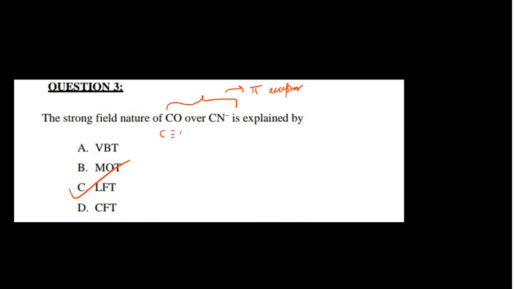Carbon triple bond oxygen has empty pi antibonding molecular orbitals. They can accept electrons from the metal, so they can form back bonding from the metal. They are the acceptor ones. But if you compare carbon and nitrogen, as in the case of cyanide, they are very close in energy. Their energy is very similar.